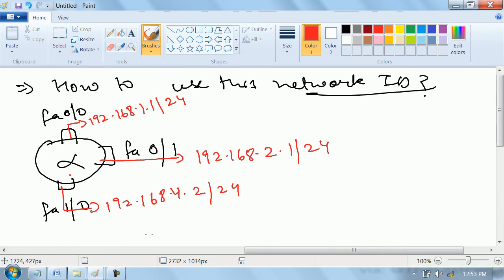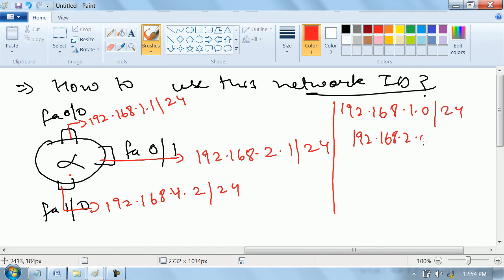Now, this network is different. This network is different. This network is different. Okay, network connected to FA0/0. What will be the network ID? 192.168.1.0/24. For FA0/1. For the third network.